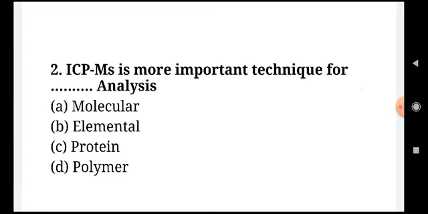ICP-MS is more important technique for dash analysis: molecular analysis, elemental analysis, protein analysis, polymer analysis. Well, ICP-MS is more useful for elemental analysis. So B is the right answer.